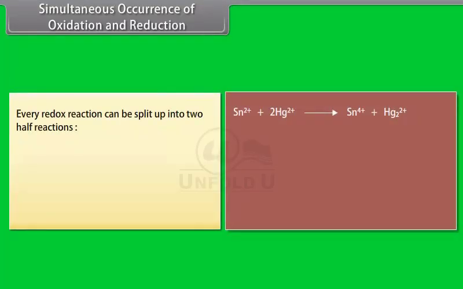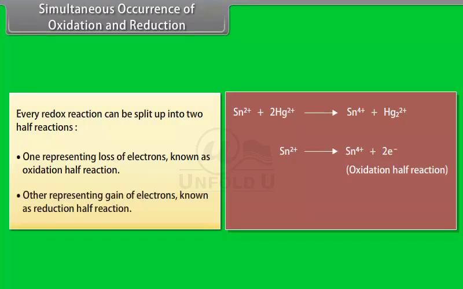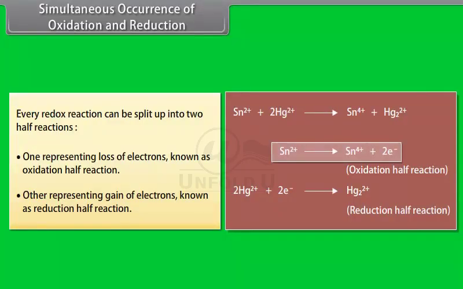Every redox reaction can be split up into two half reactions. One representing loss of electrons, known as oxidation half reaction. The other representing gain of electrons, known as reduction half reaction. The reaction can be split up into half reactions as Sn²⁺ gives rise to Sn⁴⁺ plus 2 electrons.